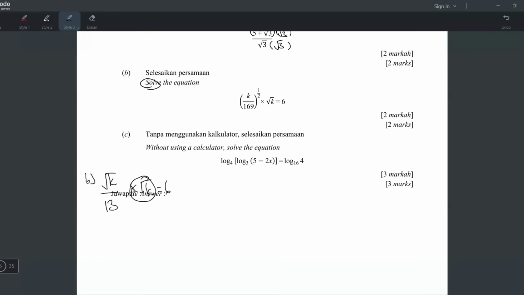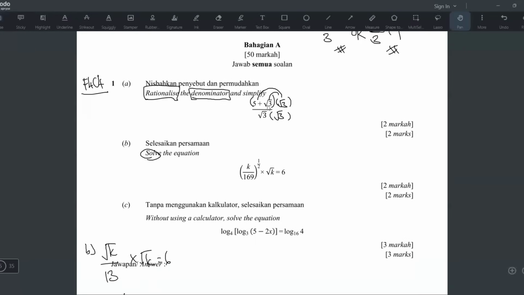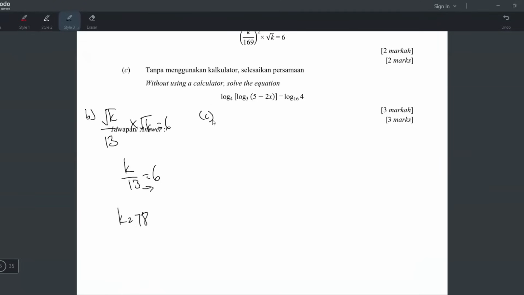And then yang ni darab square root K means dia darab atas sahaja. So what is square root K times square root K? K over 13 equals 6. Yeah, just now I tell you already, right? Square root A times square root A will give you A. So square root K times square root K will give you K lah. So K is 13 times 6 is 78. Yep, that's all.